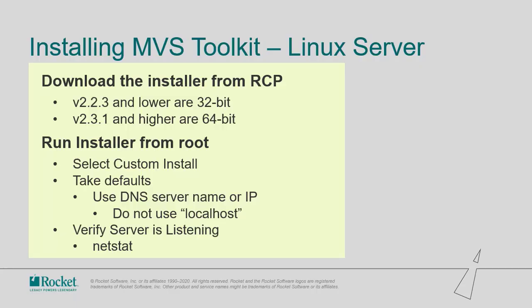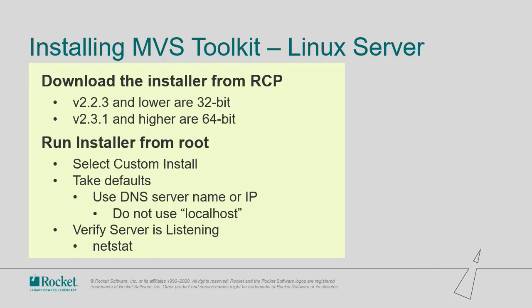Now let's talk about installing the toolkit over Linux. This will be a server-only install. If you didn't download the Linux installer from RCP when you downloaded the Windows installer, go do that now and make sure you get the same version as the Windows installer, either 2.2.3 or 2.3.1. Remember to make sure there's at least half a gig of Linux disk space free before you download the installer.